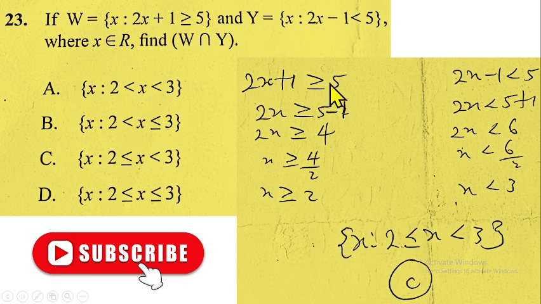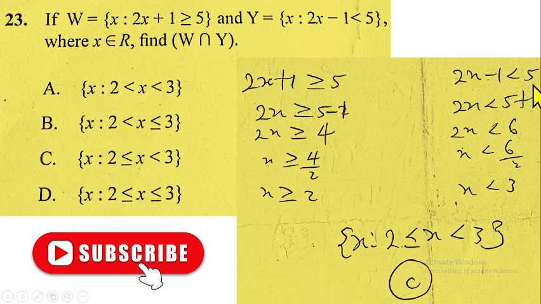So 2x plus 1 is greater than or equal to 5. Collect like terms: 2x is greater than or equal to 5 minus 1. That will give us 4. 2x is greater than or equal to 4. Divide both sides by 2. That will give us x is greater than or equal to 2.